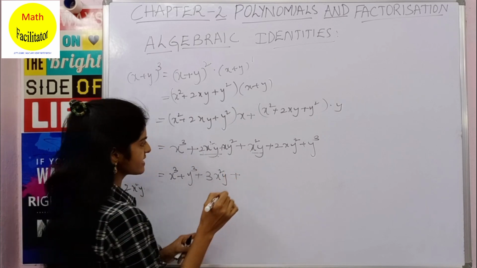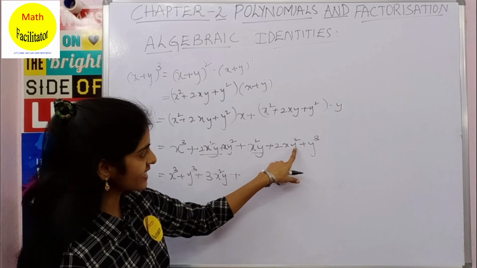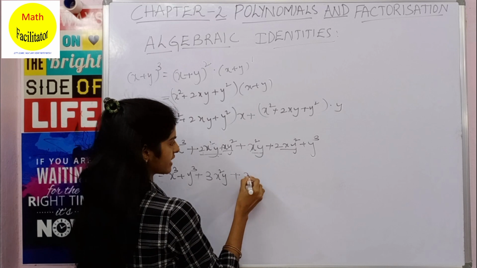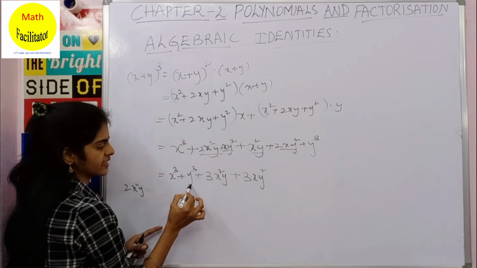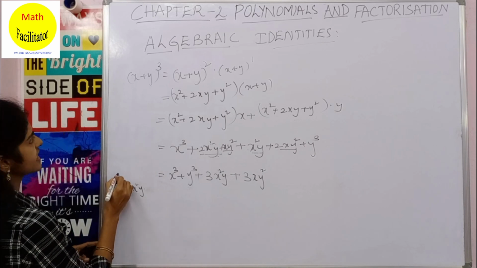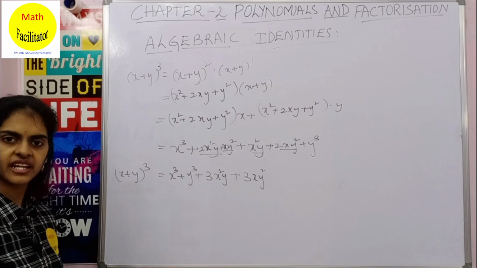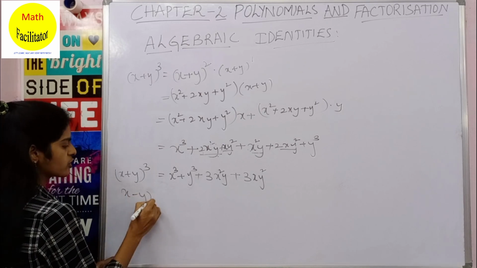Plus here you have xy^2, and here also you have 2xy^2. These two are like terms, so adding, it gives you 3xy^2. Clear? y^3 we have already written here. So this is nothing but (x+y)^3. You can write it in this way.